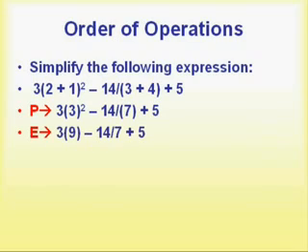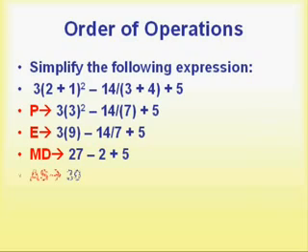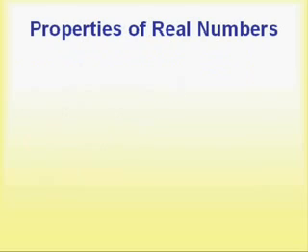The E, for exponents, tells us we simplify wherever there are exponents to get 3 times 9 minus 14 divided by 7 plus 5. The M and D say we simplify multiplication and division next. We get 27 minus 2 plus 5. And the addition and subtraction we simplify last to see the entire expression simplifies to 30.